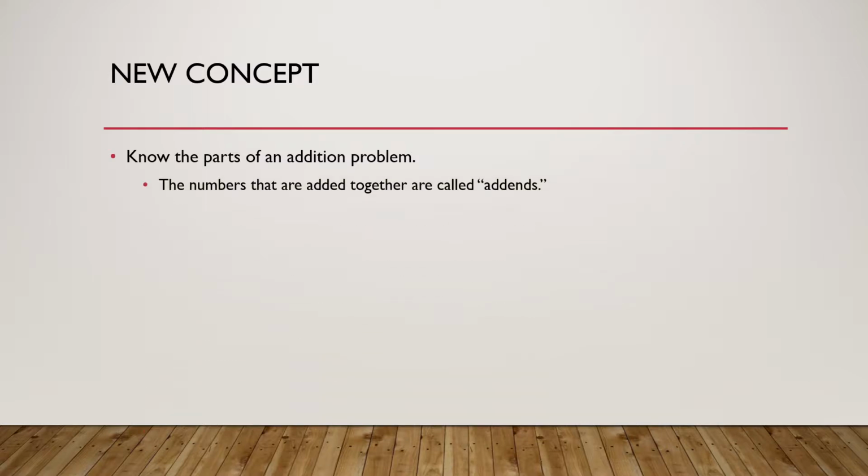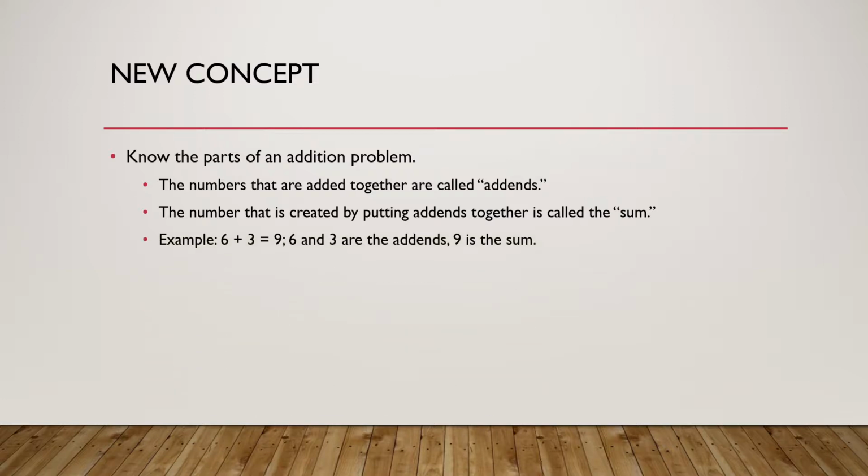Our new concept, which isn't really that new to you, is about adding. So we're going to start with knowing the parts of an addition problem. The numbers that we're adding together are called addends, and the number that is created by putting the addends together is called the sum. So here's an example, just a simple addition problem. 6 plus 3 equals 9. 6 and 3 are the addends, and 9 is the sum.